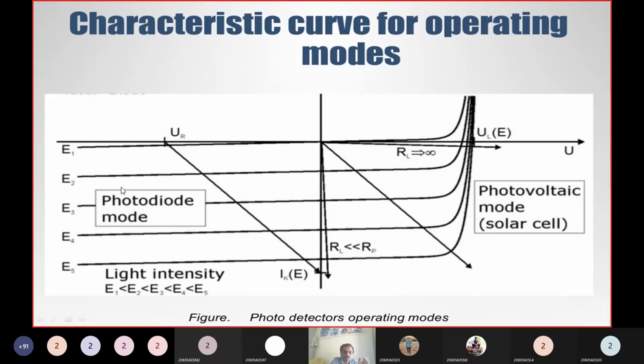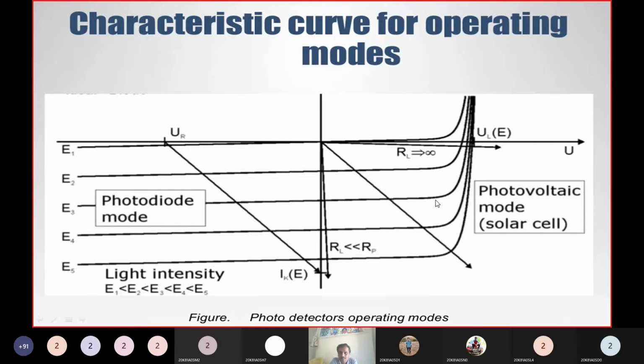Now if you increase E1, E2, E3, what are E1, E2, E3? This is the intensity of the incident radiation. If the intensity increases, the reverse saturation current will increase.